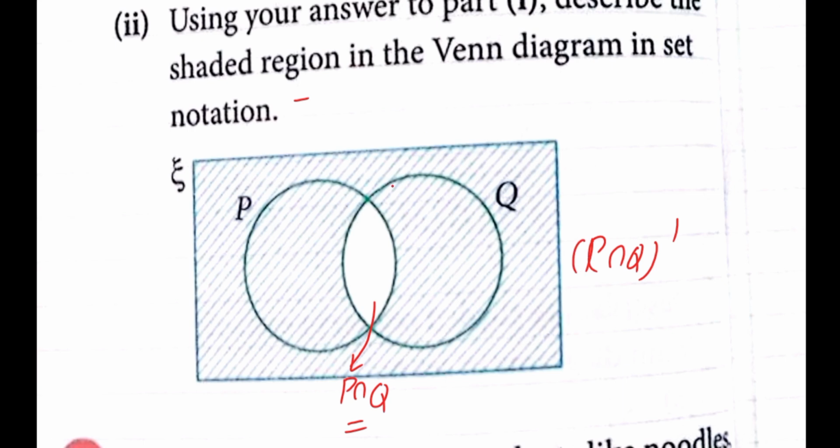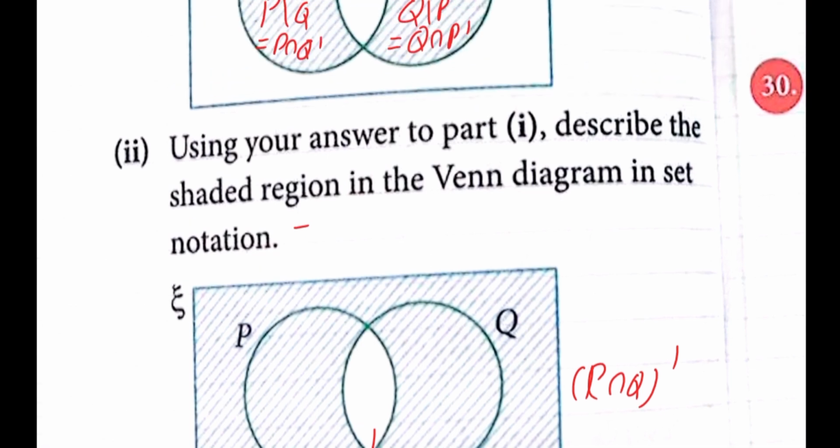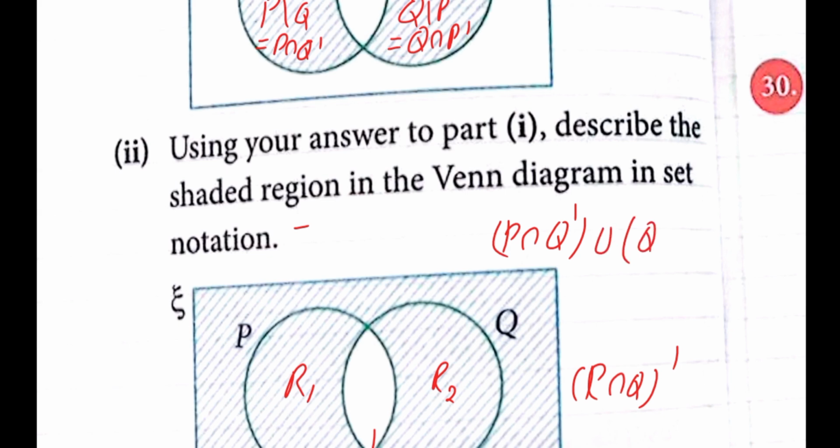But we have a condition that by using the answer of part 1, we have to write the set notation of the shaded region in part 2. As in part 1, we already have two regions R1 and R2 whose union is given by P intersection Q complement union Q intersection P complement. Now there is also a third region which is inside the rectangle and outside the circle. What does R3 represent?